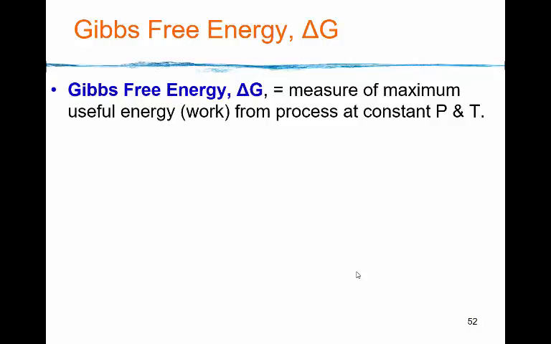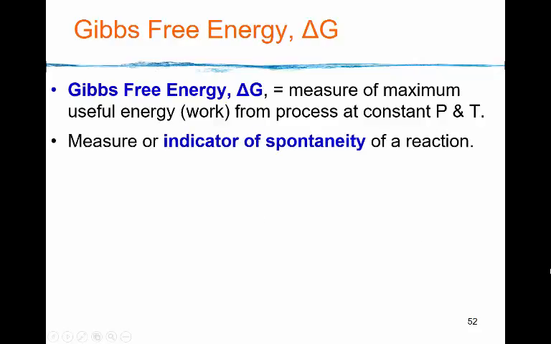So we've had delta H, which is change in enthalpy. We've had delta S, which is change in entropy. And now we've got delta G, which is the Gibbs free energy. And this is a measure of maximum useful energy. That is the energy that can do work from a process at constant P and T. Because remember, we've got heat loss a lot of times, which is waste. So that useful energy that we really have available that we can perform a process, that's what Gibbs free energy gives us. And so it also gives us a measure of, is it going to be spontaneous or not?